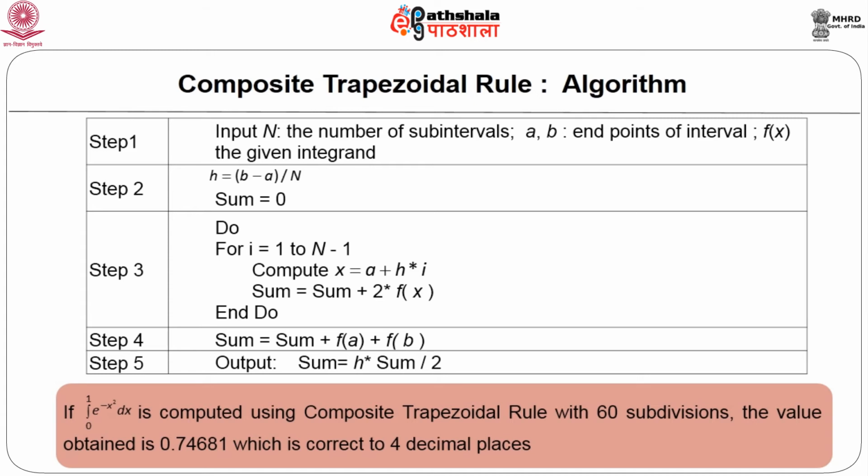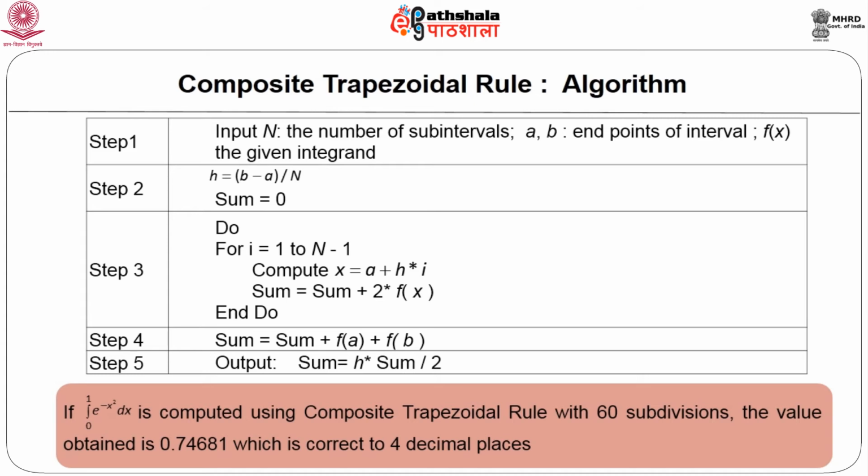We have to do the procedure. x is a plus h into i, and the function is to be computed at the points x_i, and sum will be sum plus 2 into f(x). So, we can set the loop i equal to 1 to n minus 1, x is a plus h into i, and sum is sum plus 2 times f(x). These points i equal to 1 to n minus 1 are the interior points, and because there the coefficient of the function is 2 in the summation, we complete this loop, and then our total final sum is sum plus the value of the function at the end points, f(a) plus f(b), and this sum we multiply by h by 2 at the last to get the value of the integral.